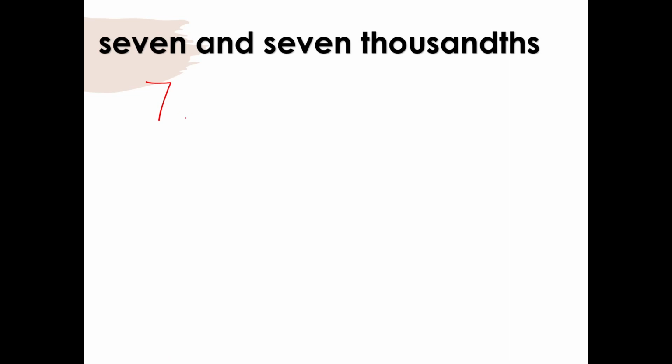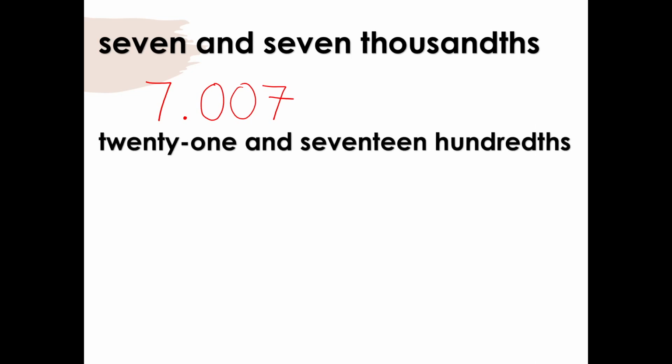7 point. Okay, so, tenths, hundreds, thousands. 0.007. That's correct, right? Is the first example clear? Second example: 21 point.